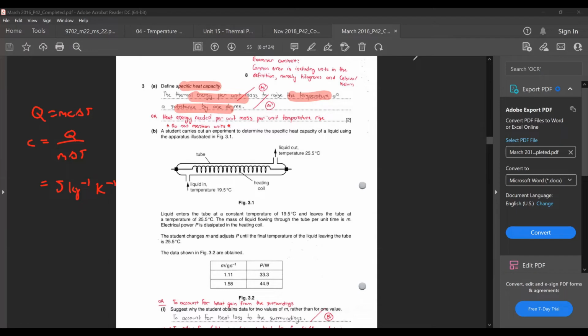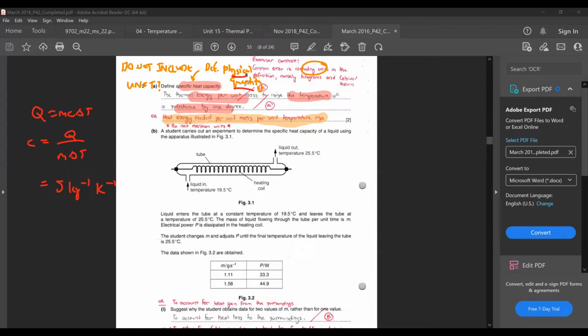You can actually write it in a simplified manner where you just say it's heat energy needed per unit mass per unit temperature rise. That's fine. Now, because this one is a definition of a physical quantity, you should never ever include units. Do not include units when it comes to definitions of physical quantities. If they ask you to define units, then yes, you will include units inside your answer. But if it is a physical quantity definition, you do not include units inside your answer.